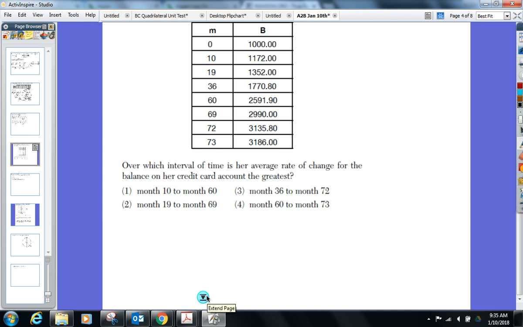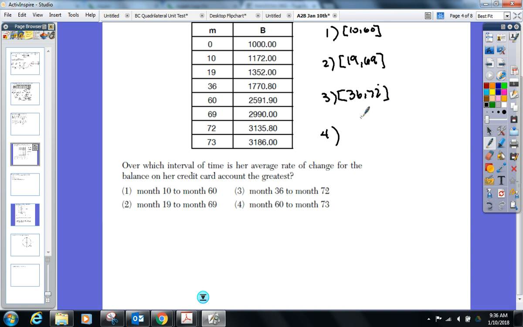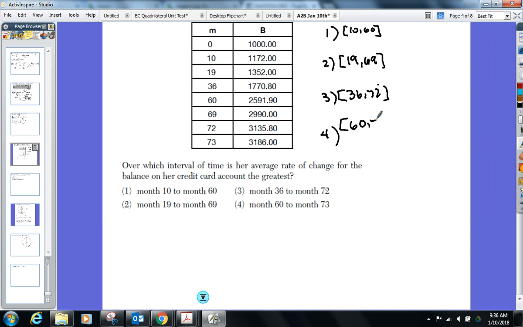Oh, average rate of change problem. There's a shocker. 4 people ready to go, just like yesterday. 10 to 60. 19 to 69. And 36 to 72. And 60 to 73. Okay, I'm not saying a word. I want to know what over what here, and then you can calculate it if you haven't calculated it already.